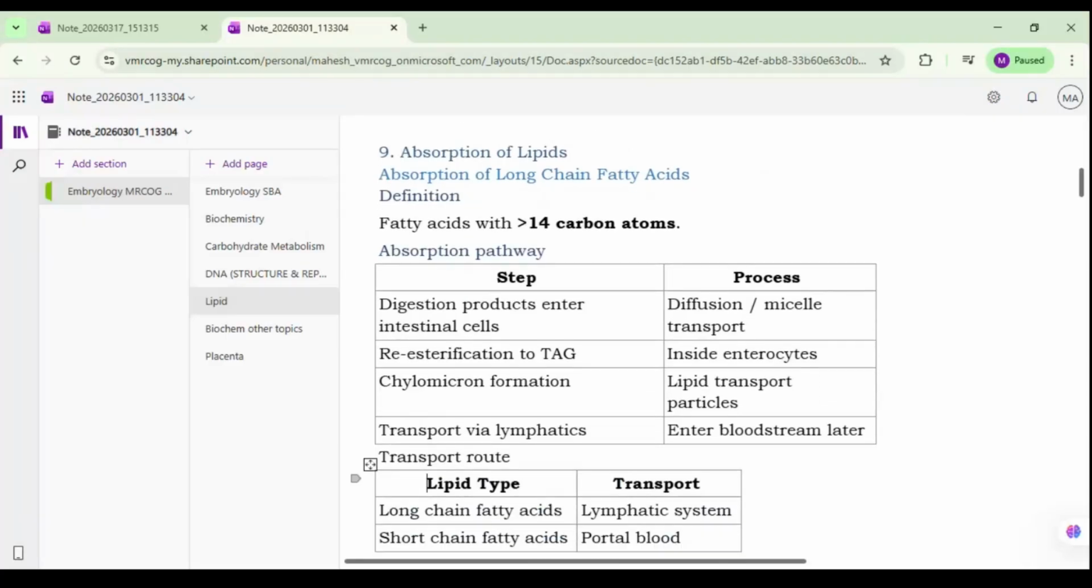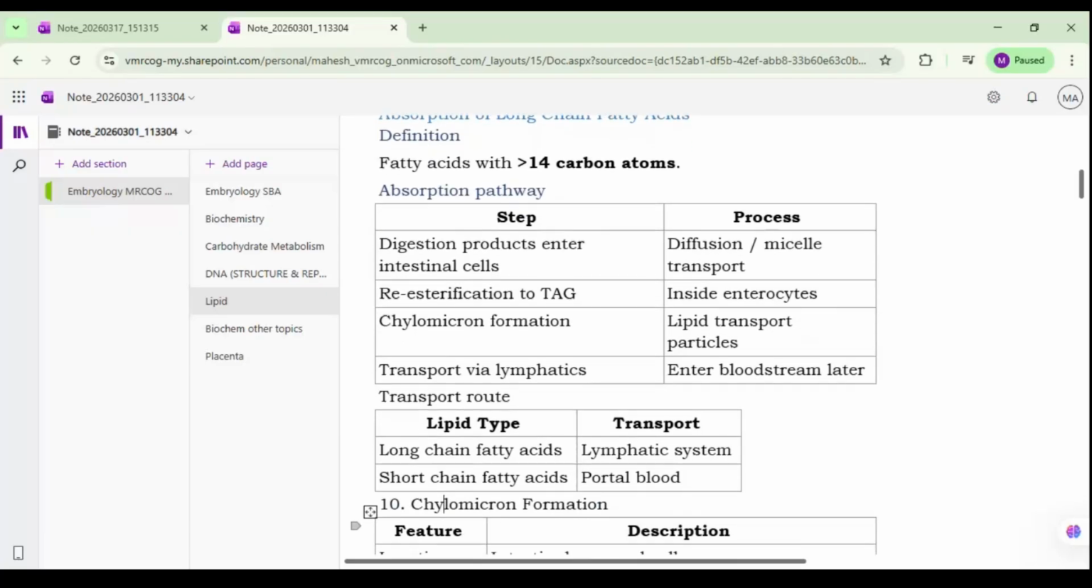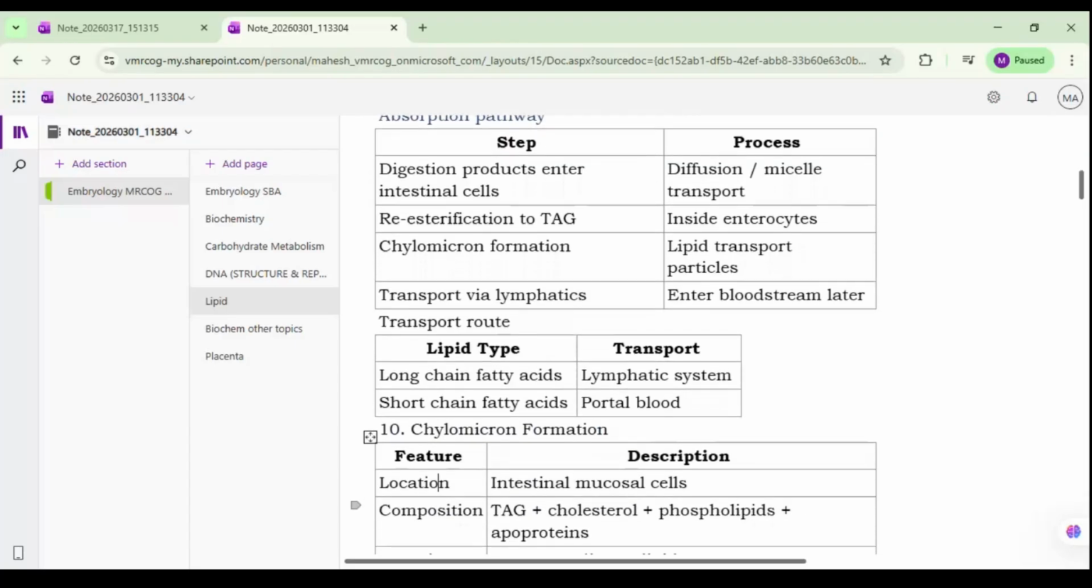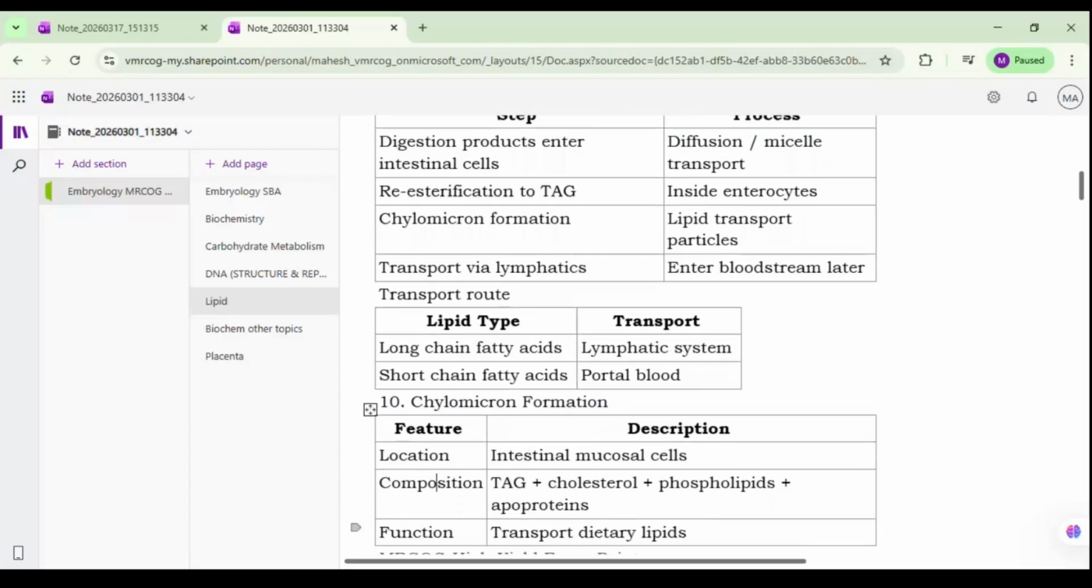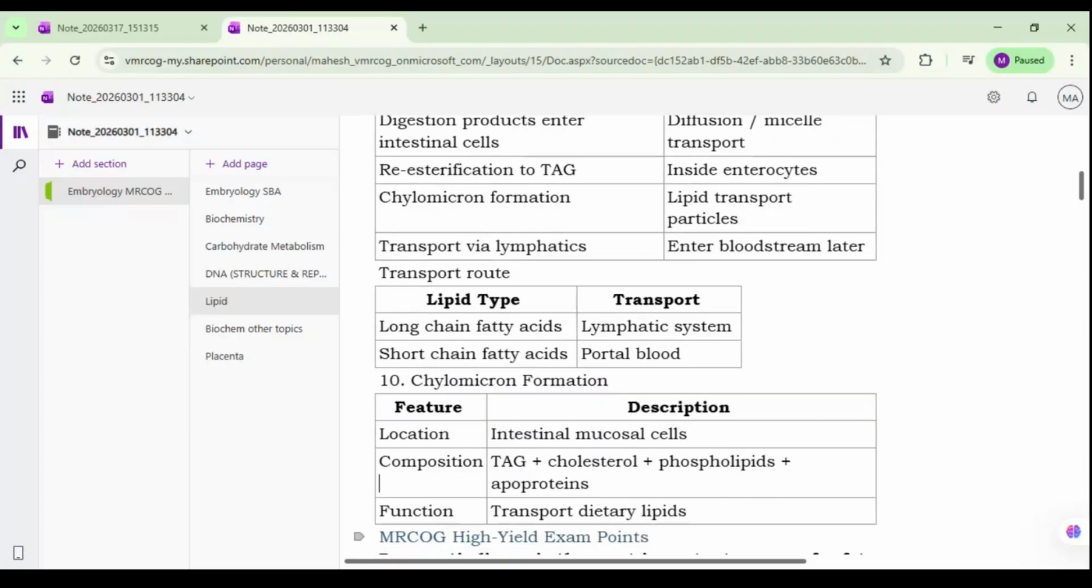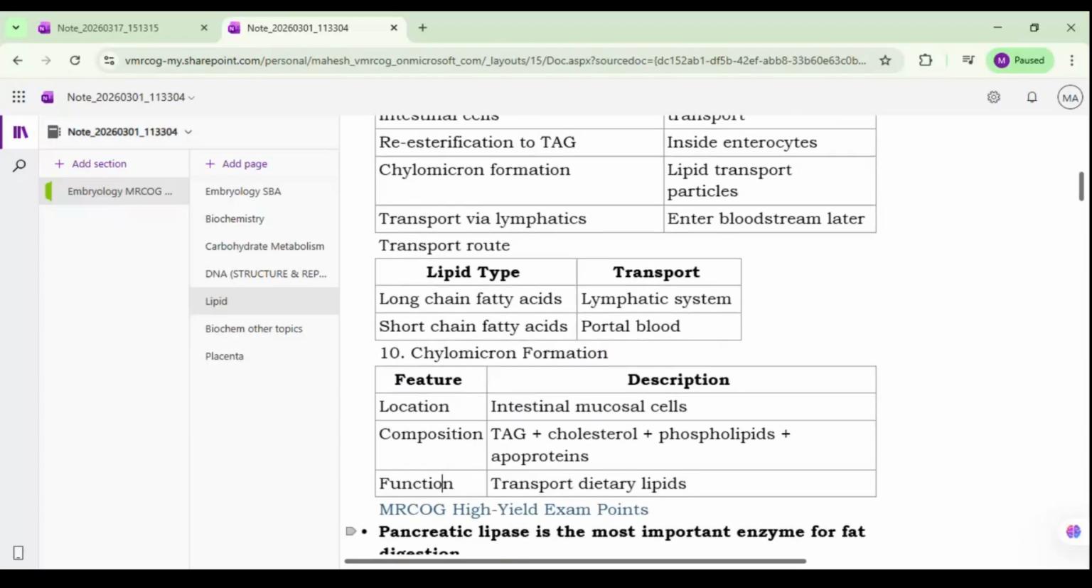Okay, so what is the transport route? The long chain fatty acids will be transported via lymphatic system, and short chain fatty acids will be transported via portal blood. Okay, so chylomicron formation, it gets formed in the intestinal mucosal cells. It's composed of triacylglycerol plus cholesterol plus phospholipids plus apoproteins. Okay, and that is the transport form of dietary lipids.